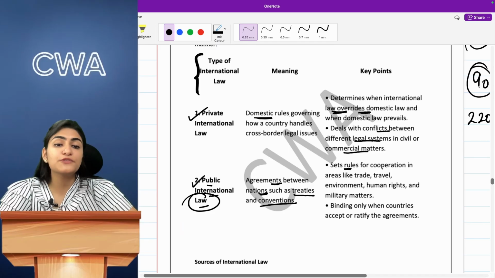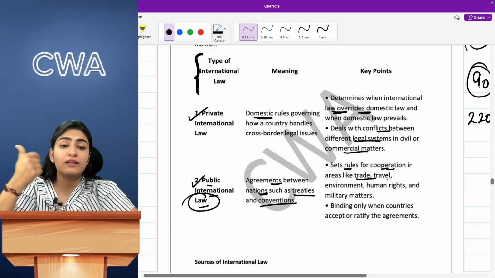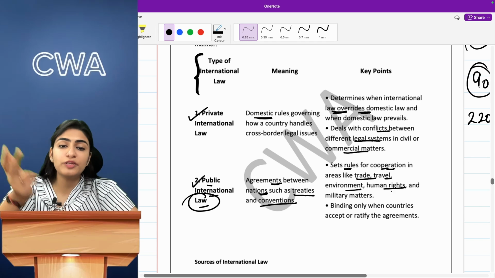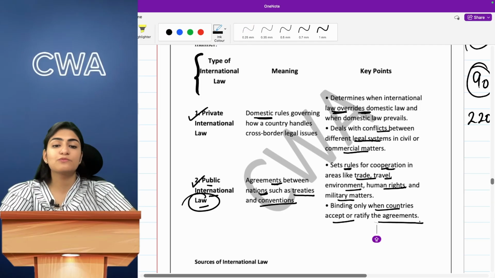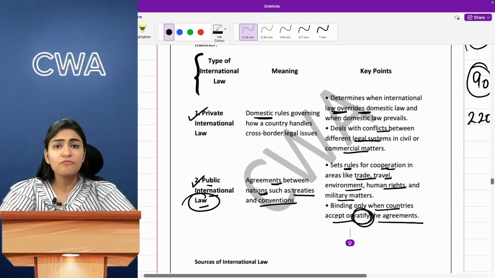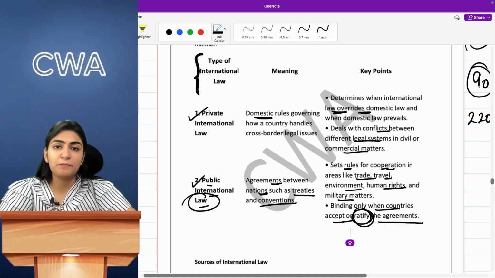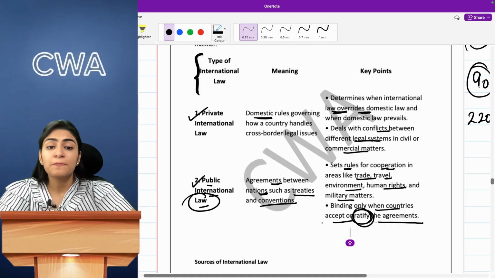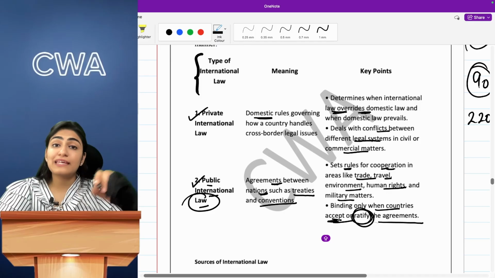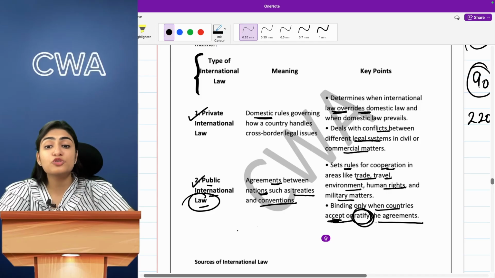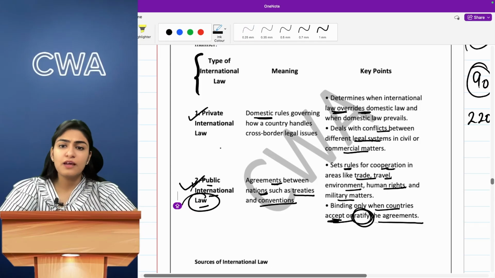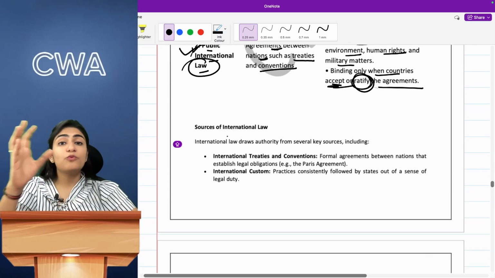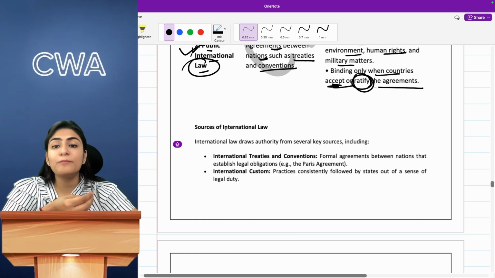These are set rules for cooperation in areas like trade, travel, environment, human rights, and military matters. Binding only when countries accept or ratify the agreements. What do you mean by ratify the agreement? We will soon discuss that in our upcoming chapter, that is the Contract Act. However, here in this case, both the countries are supposed to accept this international law, which was not the case in private international law.